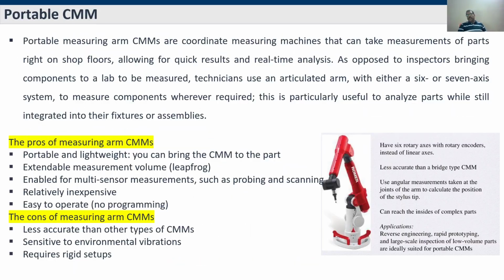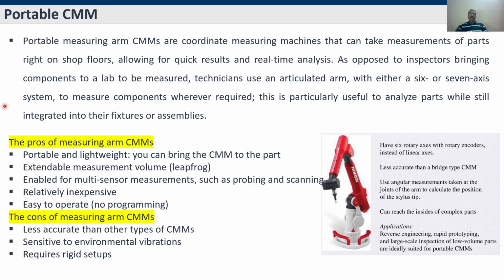I think you might have witnessed this in our lab. I don't know whether you witnessed it or not. It is like a Faro arm. You might have seen a Faro arm. It's also similar to a robot, which is available in our robotics lab. Portable measuring arm CMMs are coordinate measuring machines that can take measurements of parts right on shop floors, allowing for quick results and real-time analysis. This is very flexible.